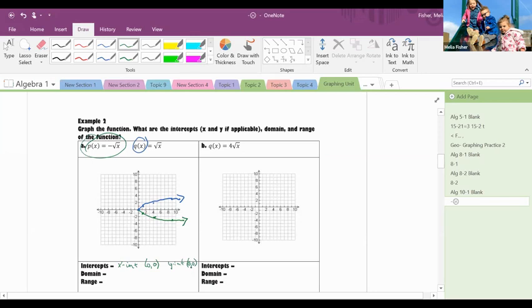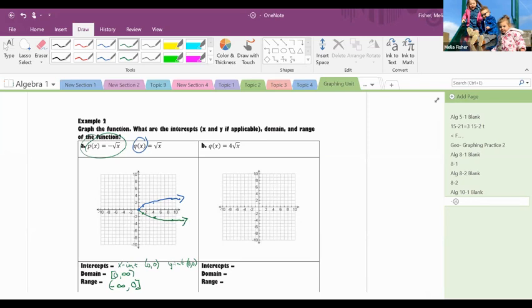The domain of the second one is still from 0 to infinity, but the range is going from negative infinity up to 0. Remember, we talk about bottom to top or left to right when we talk about our domain and range. Domain is left to right, and range is bottom to top.